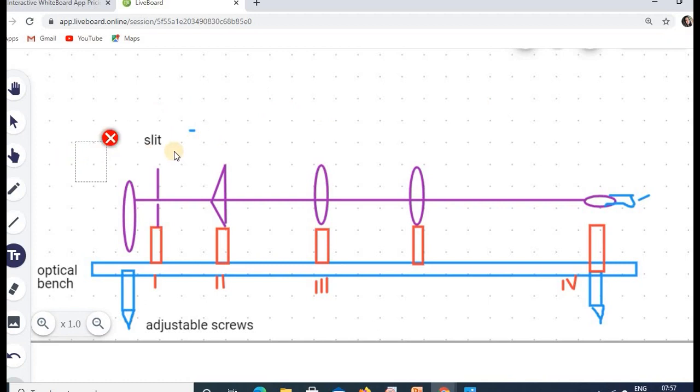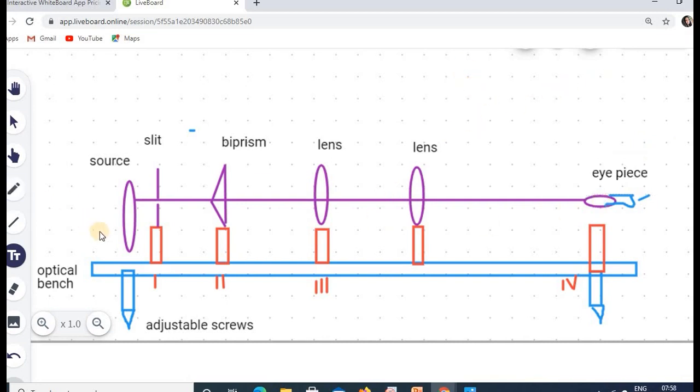This one is a monochromatic source. This is the source, and here I'm having the biprism, and here I'm having the lens. This is also a lens, and this lens is used for determining the distance between the virtual sources, and here I'm having the microscope eyepiece.